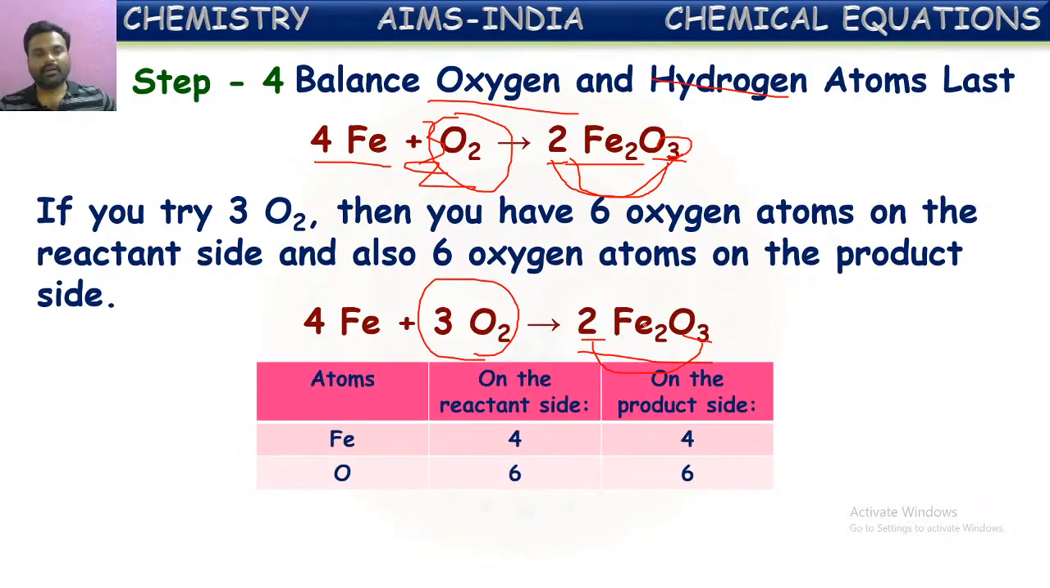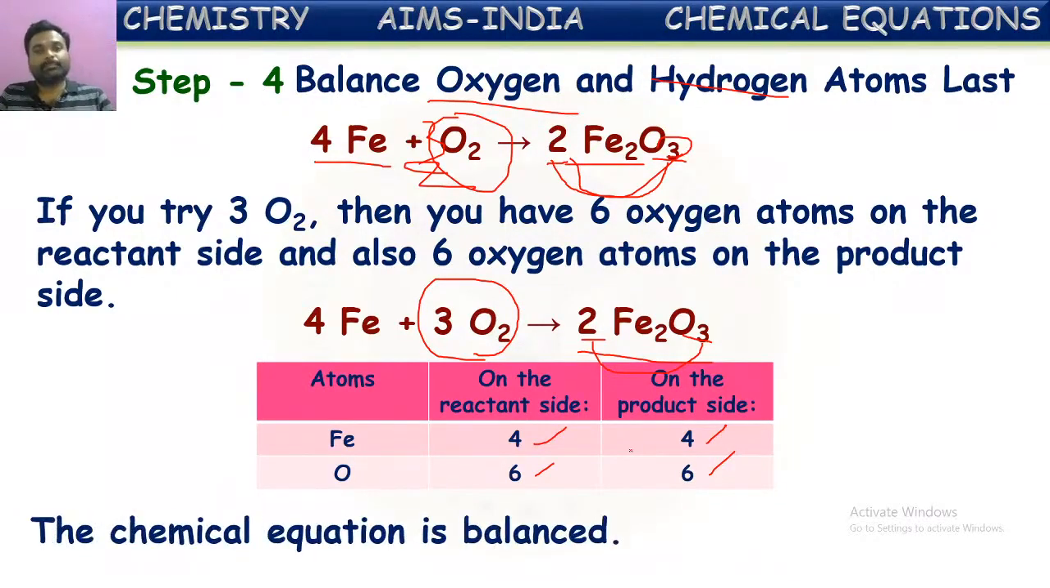The number of iron atoms on both the sides is 4. The number of oxygen atoms on both sides is 6. Finally, we are getting the total number of atoms of each element the same on both the reactant side and product side. Hence, we can say this is a balanced chemical equation. By this, we are getting a balanced chemical equation.